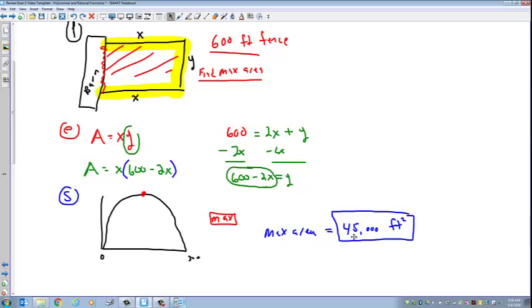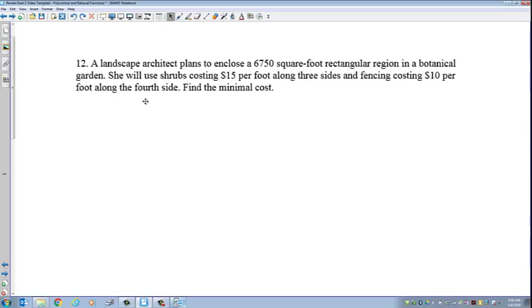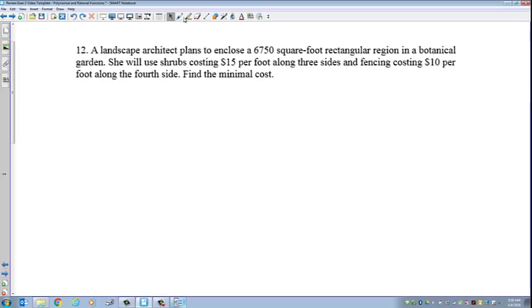And let's look at the last problem. So this was modeling with a quadratic function. This will be modeling with a rational function. And here we'll stop with this. So you have a picture. So here we have a landscape architect plans to enclose 6,750 square foot rectangular region in a botanical garden.